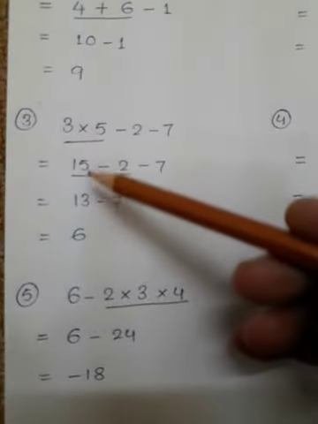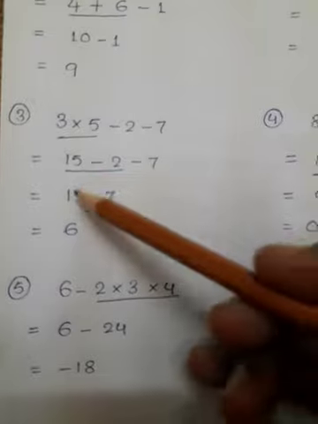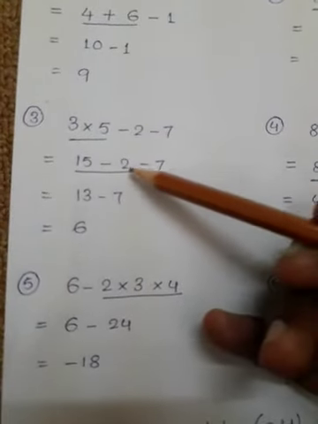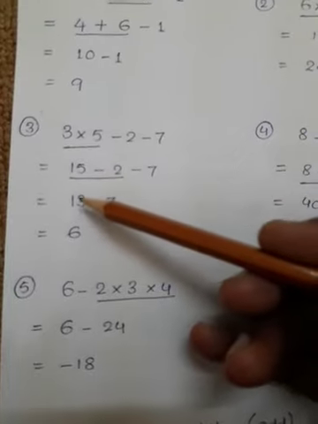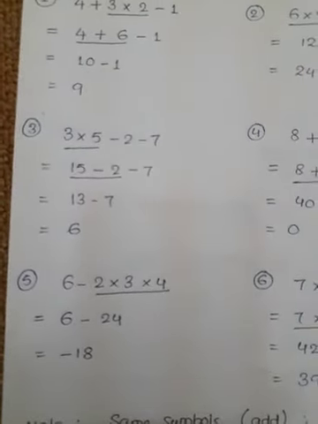So 3 5s are 15, minus 2 minus 7. Okay. Whenever you do one step, the remaining you have to write as it is. So again 15 minus 2 is 13. 13 minus 7 is 6.